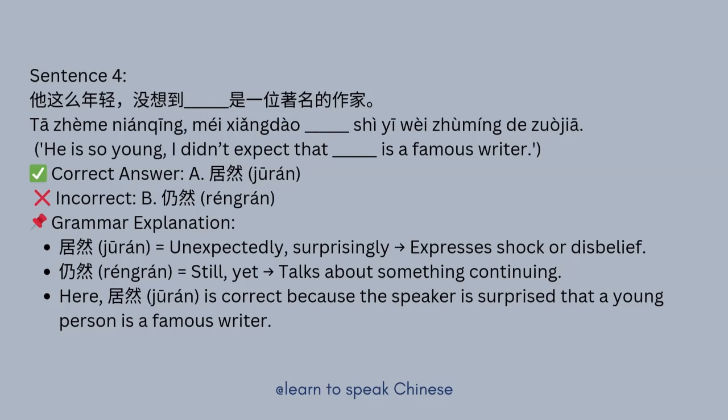居然. 居然 means unexpectedly or surprisingly. It expresses amazement or disbelief when something happens that you didn't expect. In this sentence, we are surprised that such a young person could be a famous writer, so 居然 fits perfectly. Option B, 仍然, means still or yet, and is used to talk about something continuing or remaining the same. It's not appropriate here because it doesn't express surprise. If you said 他这么年轻, 没想到仍然是一位著名的作家, it would imply that he is still a famous writer despite being young, which doesn't convey the surprise we want.